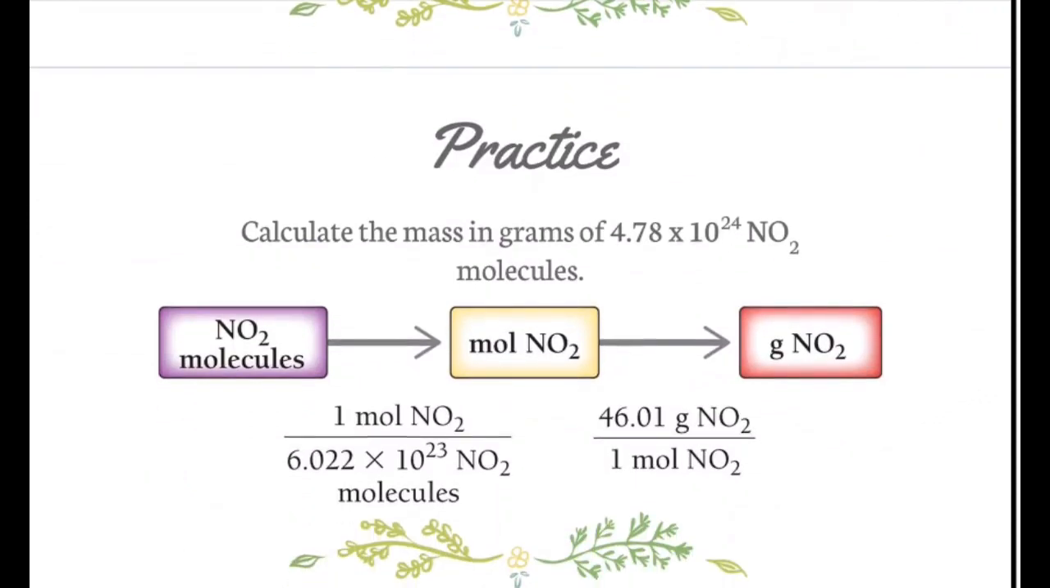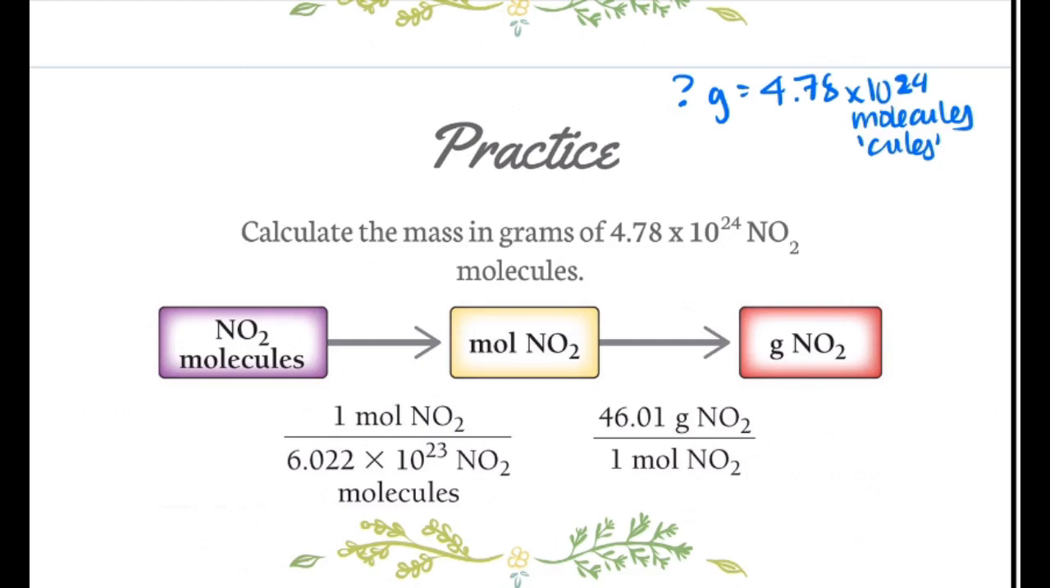Alright, try this one. So, I want mass, so this is a little more complicated. We're going to put question mark grams equal to 4.78 times 10 to the 24 molecules. You can abbreviate molecules as cules if you want, but don't abbreviate molecules as moles because that's different.